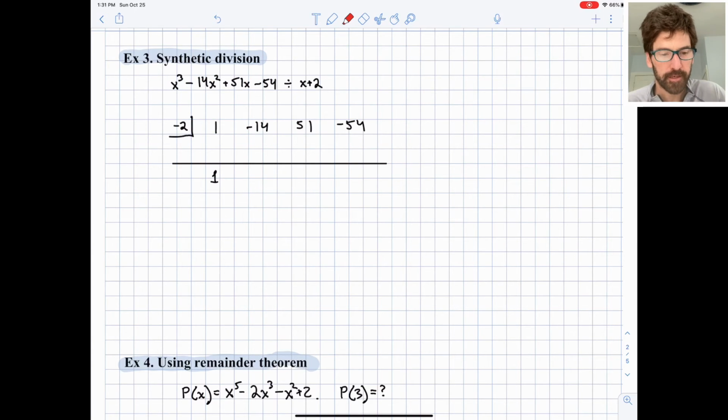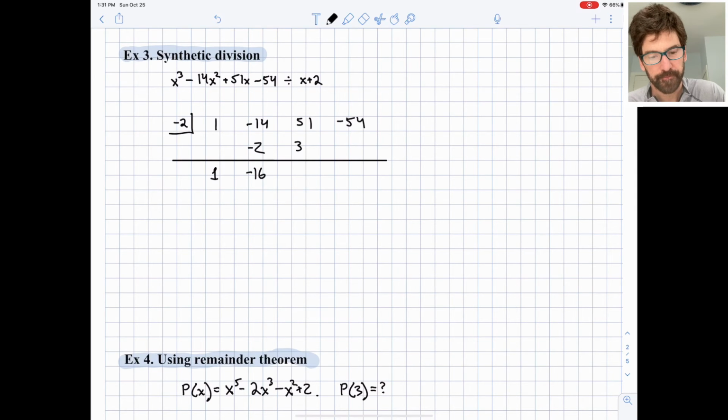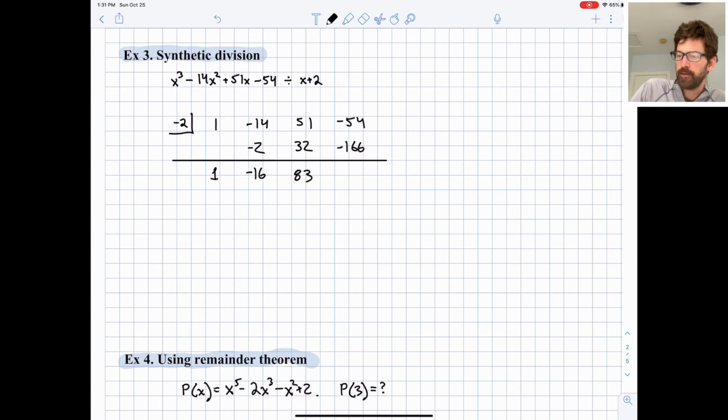We will multiply the negative 2 times the 1 to get a negative 2. And then we will add down the columns, negative 16. Negative 2 times negative 16 is 32. And then we will add down the columns to get an 83. Negative 2 times 83 is negative 166. And I need to add those together. We get a negative 220. And then we're done with that piece, though.